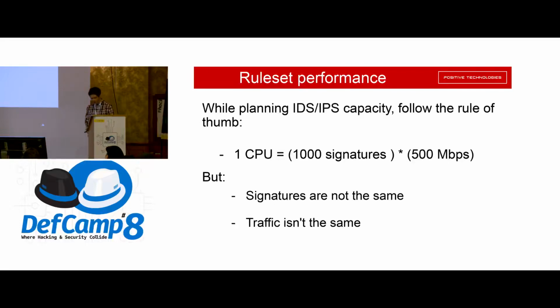But signatures are not the same, and traffic is very different. So we can imagine a square where one side consists of fast and slow signatures, and another side consists of good and bad traffic. So what happens when a slow signature meets bad traffic?